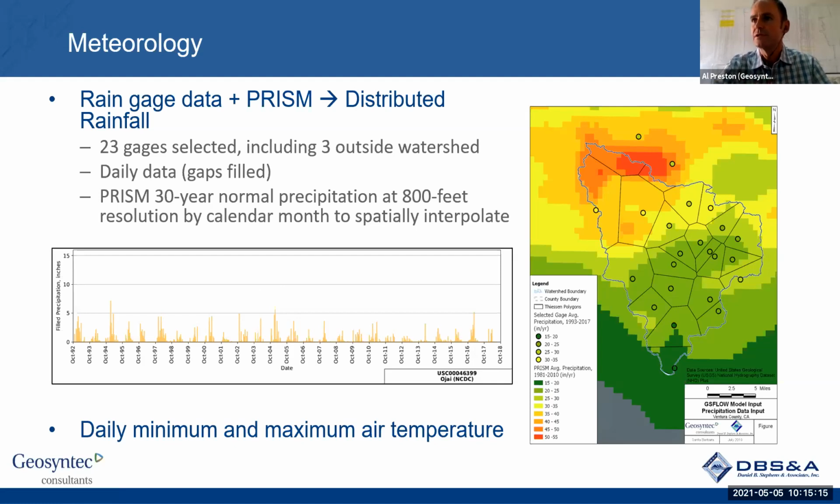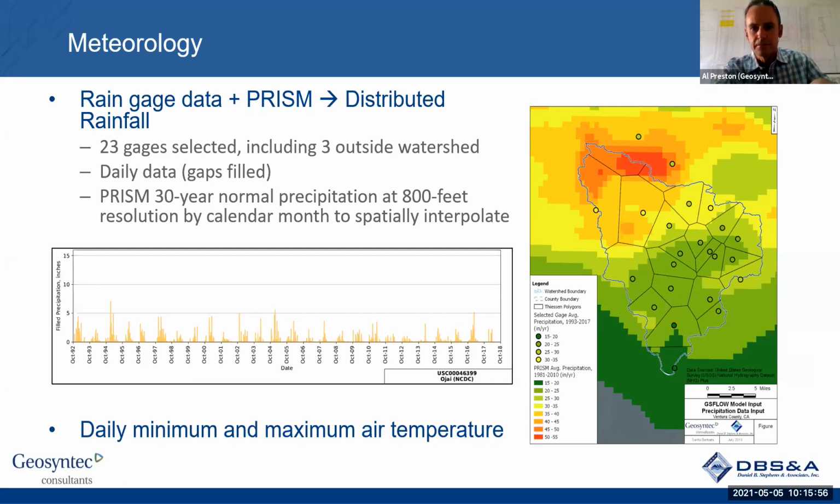And then we use these PRISM 30-year normal precipitations, which are derived from radar images. And we use that to do the spatial interpolation because it provides a more realistic representation of how we've got generally more precipitation in the upper watershed on the ridges than if we were just to interpolate spatially between the rain gauges. This was a method recommended by the USGS. We also put on daily minimum and maximum air temperatures, which are important to drive evapotranspiration calculations.